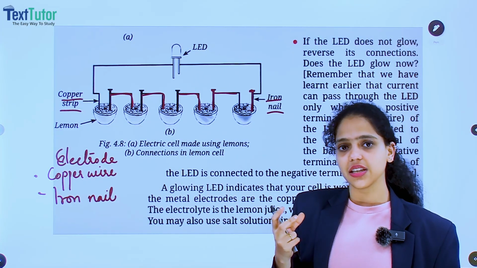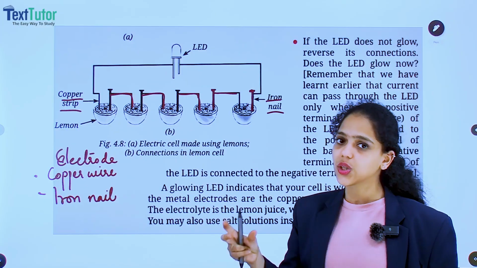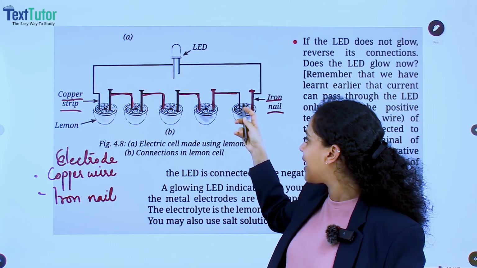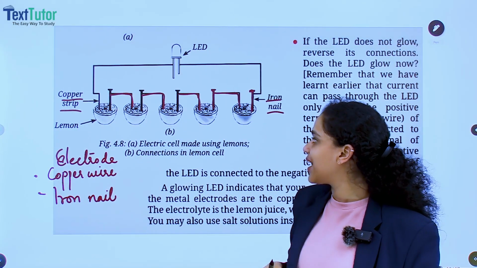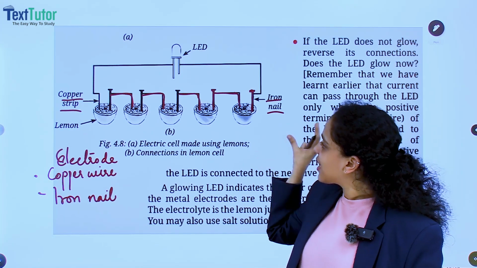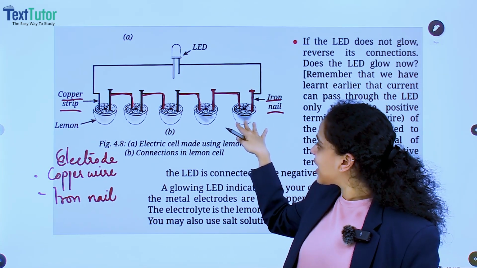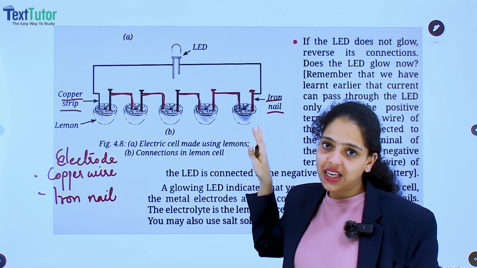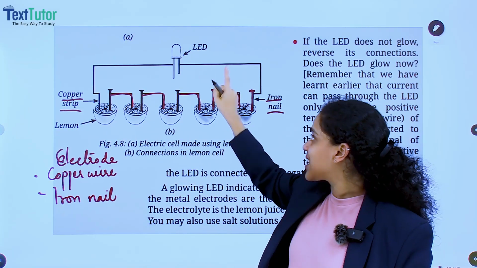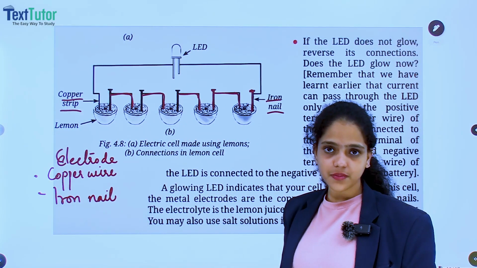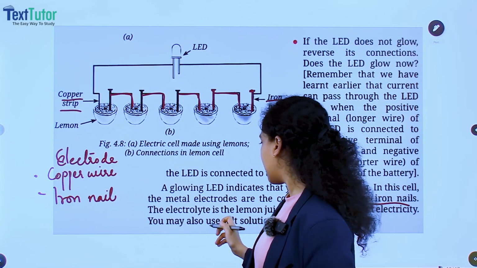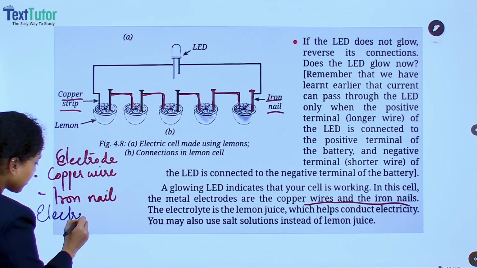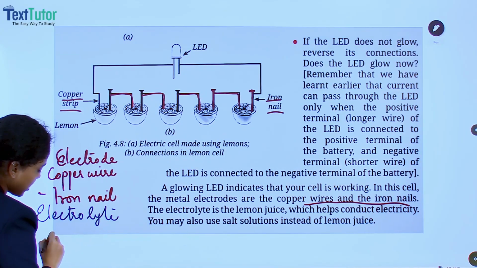Citric acid is acting as an electrolyte. So the reaction between citric acid, the electrolyte, and the electrodes, that is copper and iron nail, produces electric current as a result, and this LED glows. Okay? Is it clear? So the electrolyte is lemon juice.